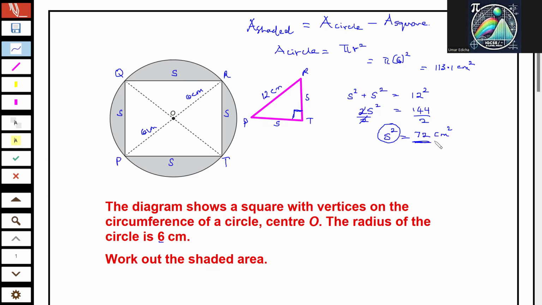Now, having found the area of the square, we need to now find the area of the shaded portion of the circle. The area of the shaded part is given by the area of the circle, which is 113.1, minus the area of the square, given as 72 centimeters squared. Now, 113.1 minus 72 gives us 41.1 centimeters squared. So we have 41.1 centimeters squared as a final answer, which represents the area of the shaded part of the shape.